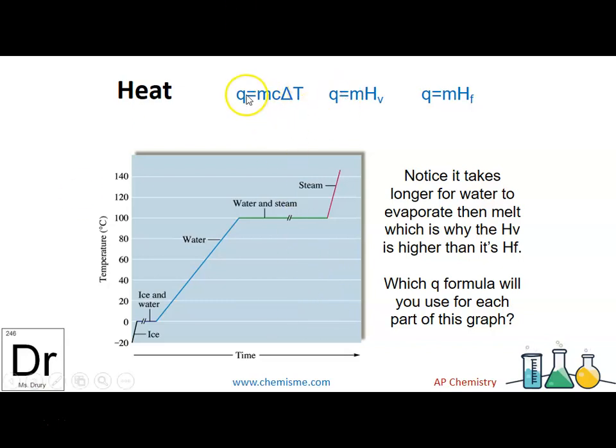So you would use MC delta T on the first, MHF on the second, MC delta T again on the liquid water, MHV for vaporization on the plateau, and MC delta T on the steam. And notice that again on this graph, you can see it takes longer to vaporize than it does to fuse because the HV is usually a larger number than HF.